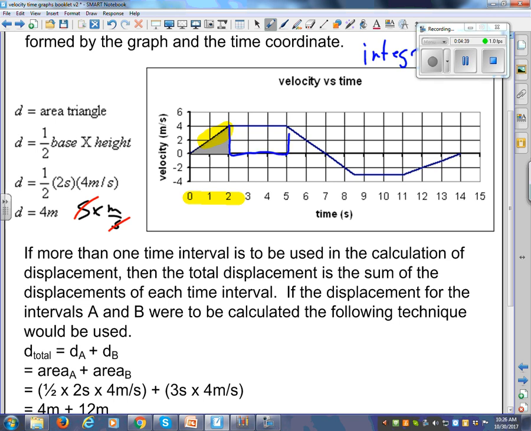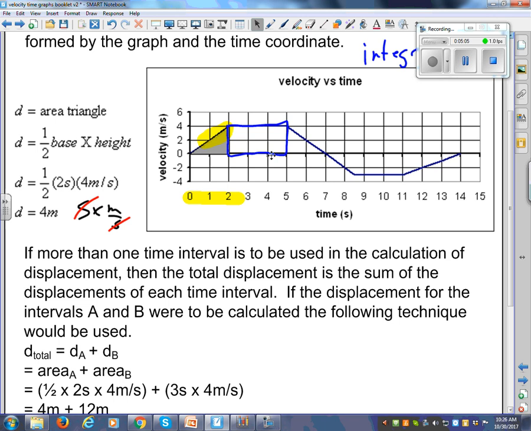You'll notice that here, the shape is not a triangle. It's a what shape? What shape is this? This blue one here. It's a rectangle, right? So, do I go half the base times the height? No, I go base times height, or length times width, right? So what is the length here? What is the base? It's from 2 to 5, so that's a distance of 3.